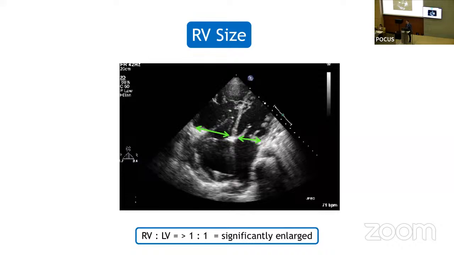And you see the ratio between the tricuspid annulus and the mitral annulus. So it's even larger than the mitral annulus. So the base of the right heart becomes bigger than the base of the left heart.